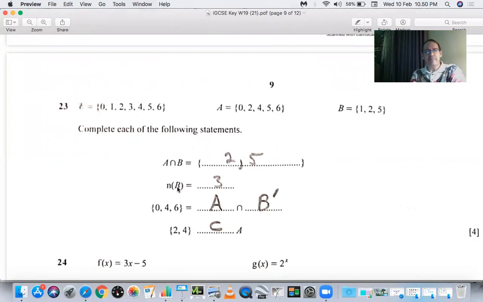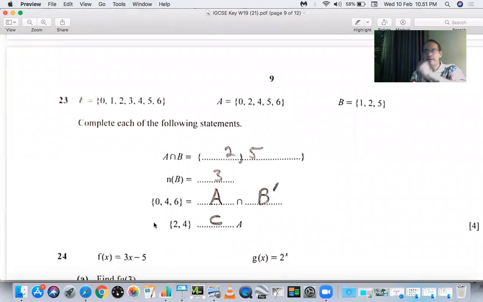Then n(B) means how many. N is the number of items in group B. So we have 3 items in group B. Now we have to fill in the blank here for these other groups, 0, 4, and 6. So what is the relationship of 0, 4, and 6? Notice 0, 4, and 6 are in A, and none of them are in B. So that's going to be A intersect not B. It's in A and intersecting with it's not in B.